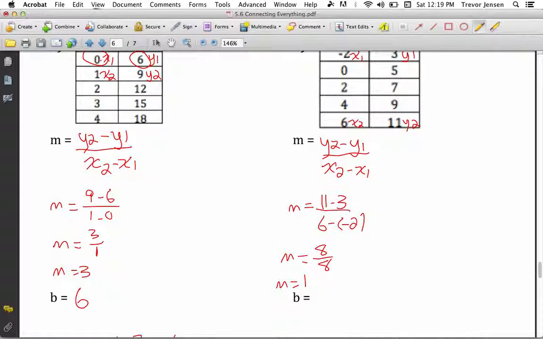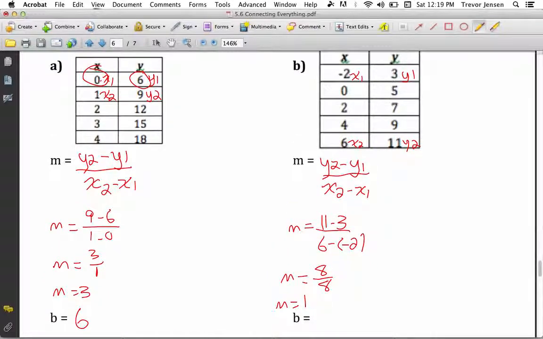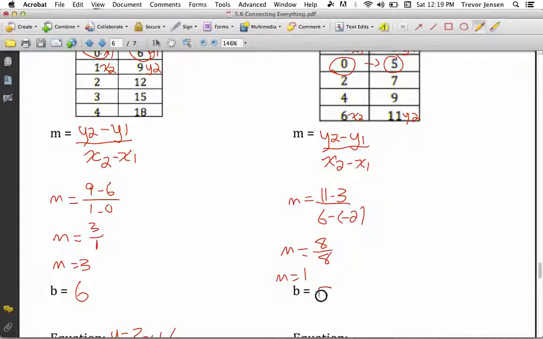My initial value, so be careful with this one, the initial value isn't always the value at the top of the table of values. The initial value is the value of y when x equals 0. So when x equals 0, the value of y is 5. So my initial value is 5.